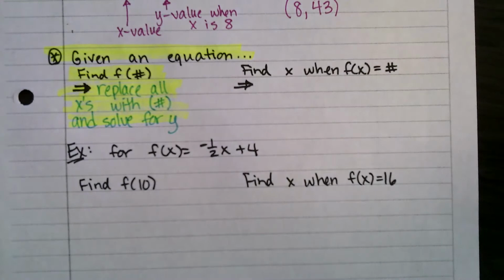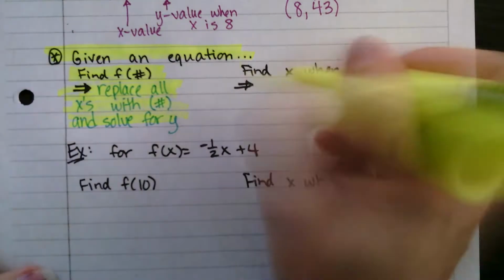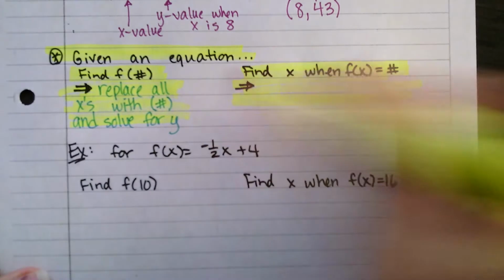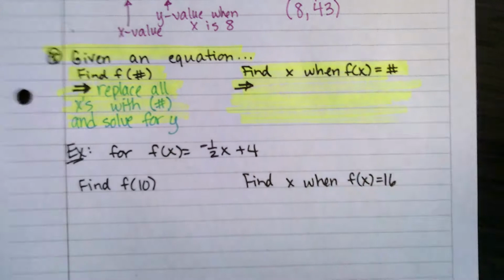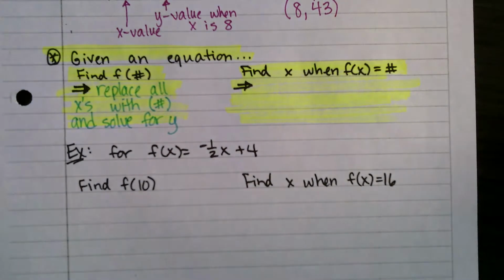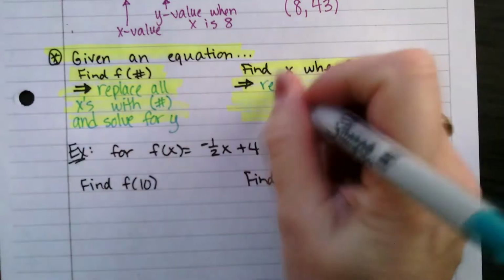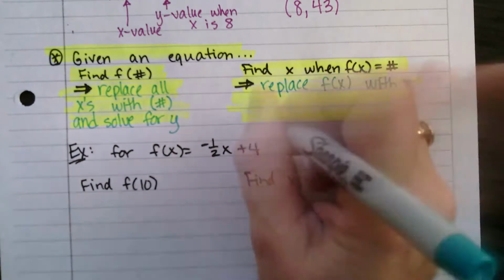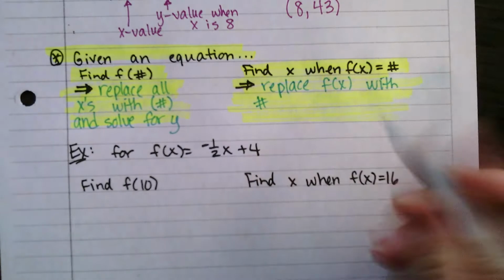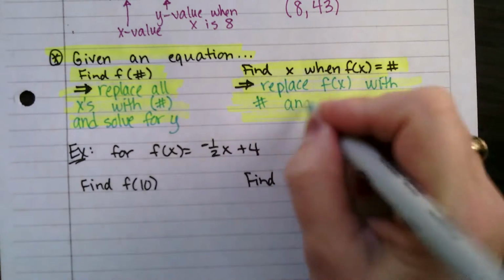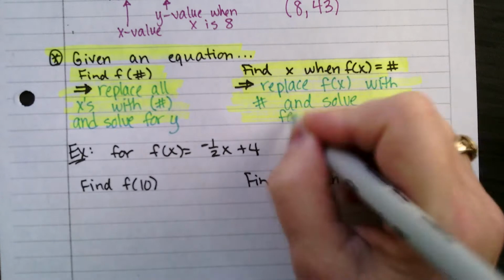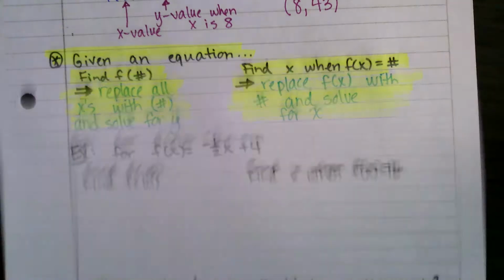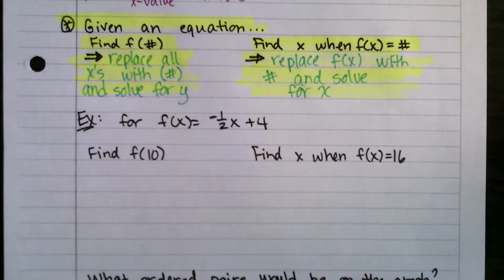A different instruction I could ask you to do would be to find x when f of x equals a number. If you're given that instruction, then what you're going to do is replace the f of x side with the number that they gave you, and then solve for x. So we'll do a couple of problems using those instructions here.